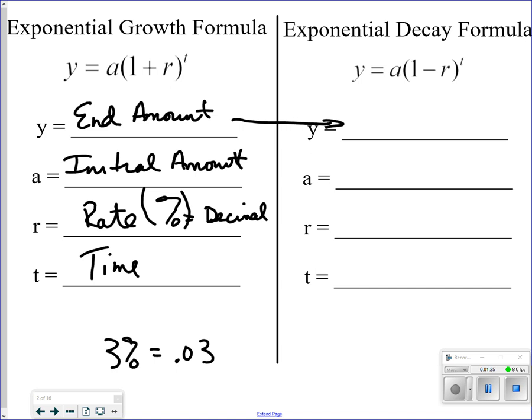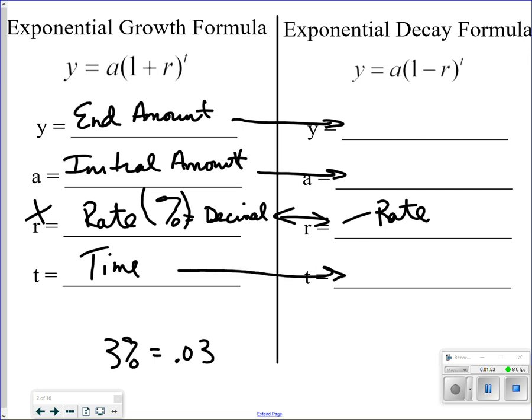Now, it's the same thing over here. It's the end amount, initial amount, but here's the one that I kind of want to talk about. If you are growing, like there's something that's going up, this is a positive rate. So notice it's plus the R. And when you're decaying, it's a negative rate. So that would be the one thing that I would talk about when you're plugging it in. It's one either minus R or it's one plus R, depending on whether or not you're growing or decaying. And this is still time.